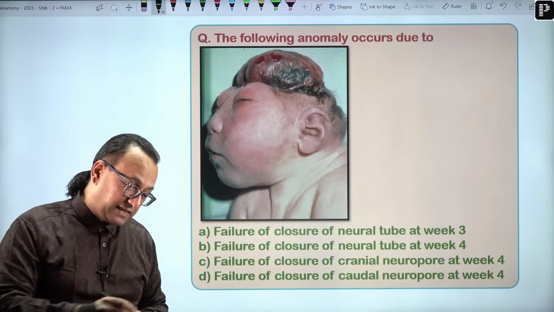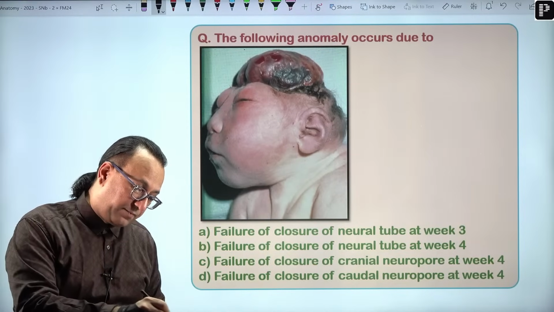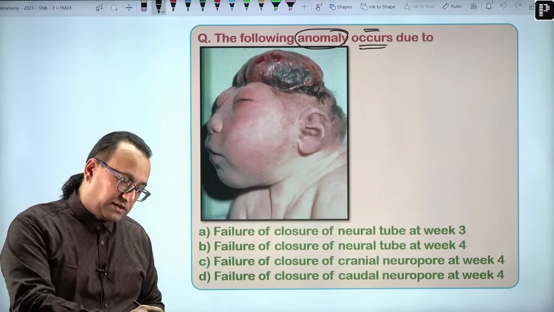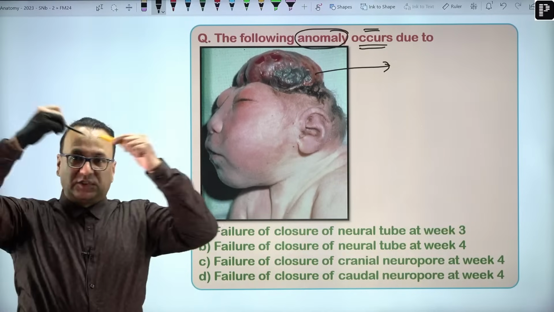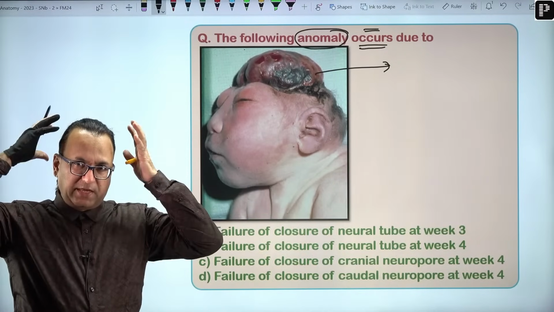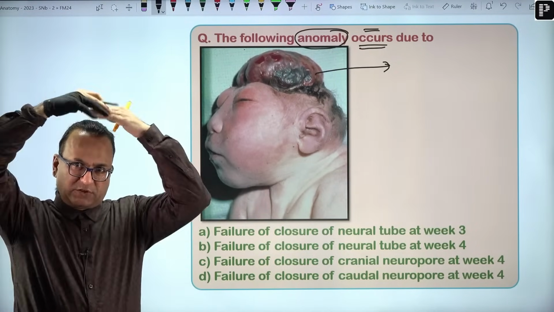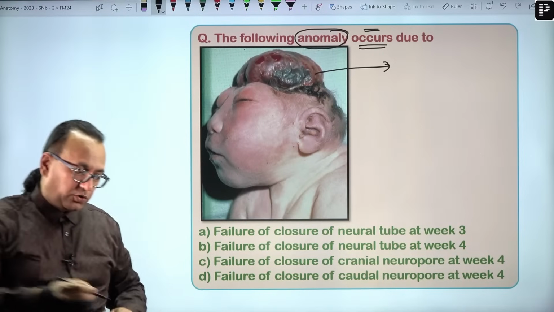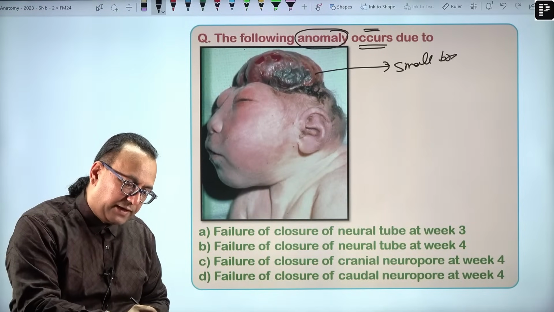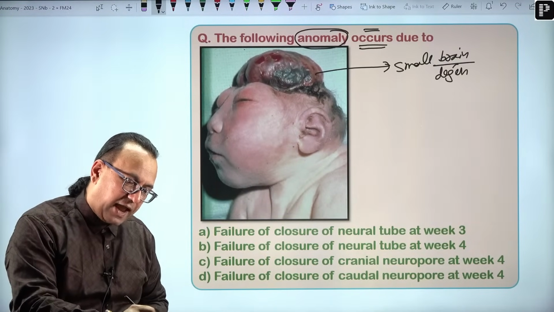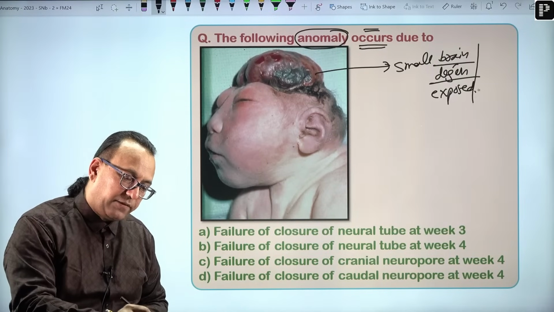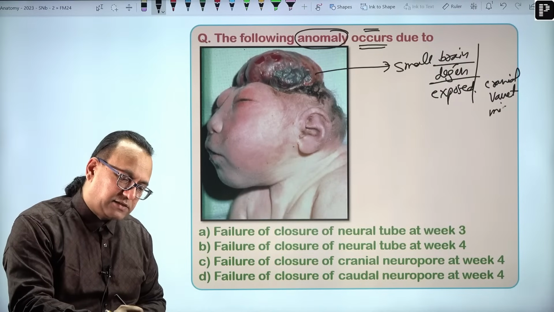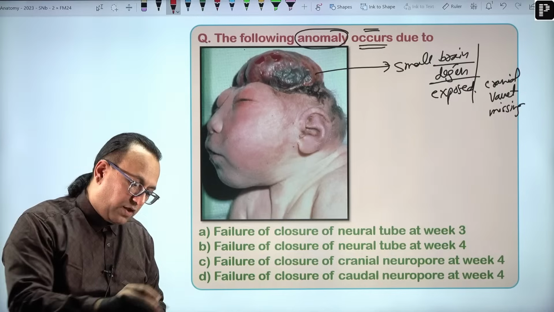Now, this question, as is seen in this diagram, the following anomaly is occurring due to. This is basically the skull cap is missing, the cranial vault is missing, there is brain which is protruding outside, and it is not covered by the cranial vault, and it is small, it is degenerated. So if we find a small brain which is degenerated and which is exposed to the exterior because the cranial vault is missing, we are calling it anencephaly.